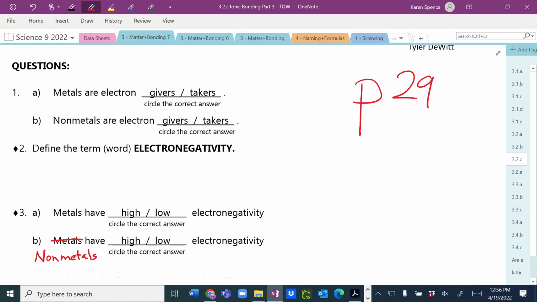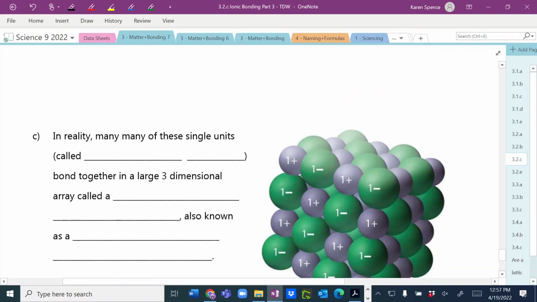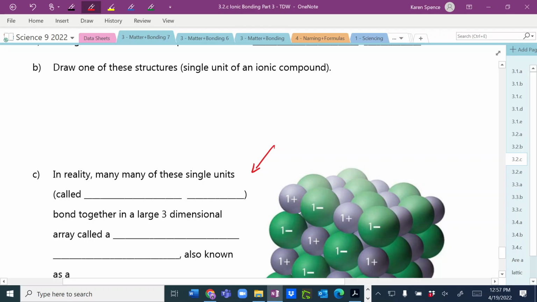And if you're having troubles finding the answers, especially to say number 4C, look back on page 27. Okay, you'll find the answers there.